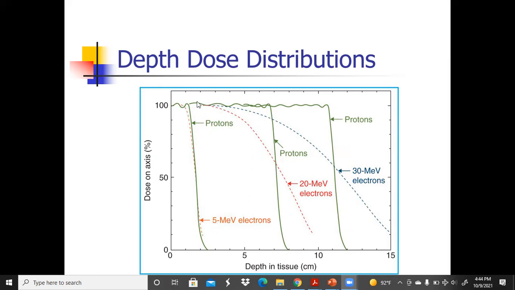So electrons can penetrate a little bit further, but you can see these little curves here, and these are not really the kinds of things you want to treat with at depth, because you're going to end up baking whatever tissue is on this side of the tumor using the electrons. This is why protons can keep their dose and then deposit it at certain depths and still hold their penetrating power.